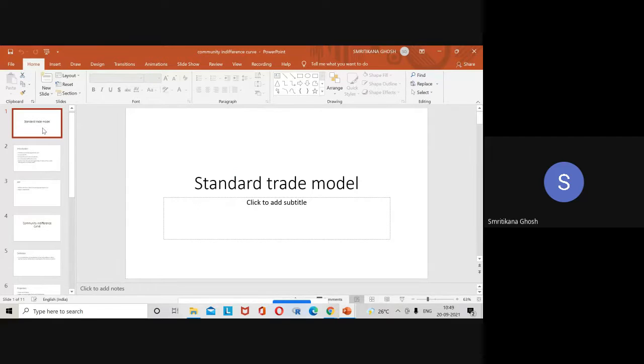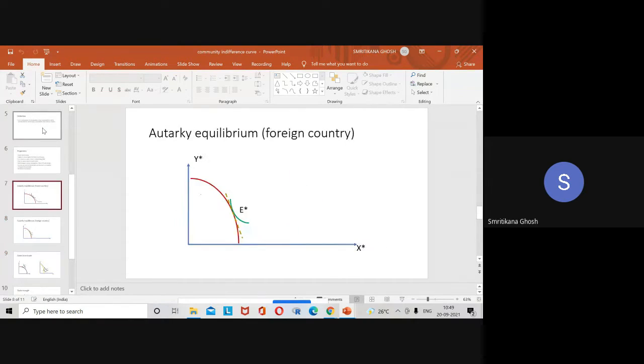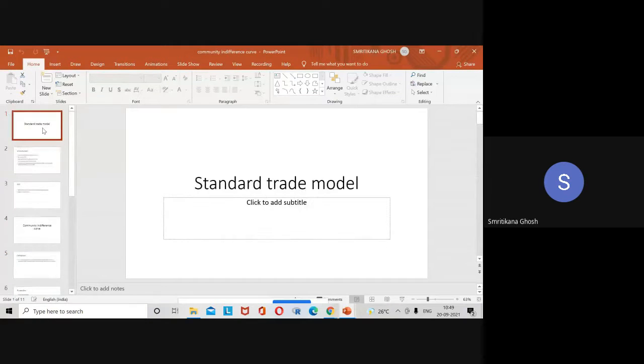Now this is also there, standard trade model. This is also in our, let me check. Yes, this is the standard trade model. This is in our unit 2. So I think I should start it, and let me check how much I can cover. If I cannot cover the total, then I will continue in the next class. Okay. So what is standard trade model?